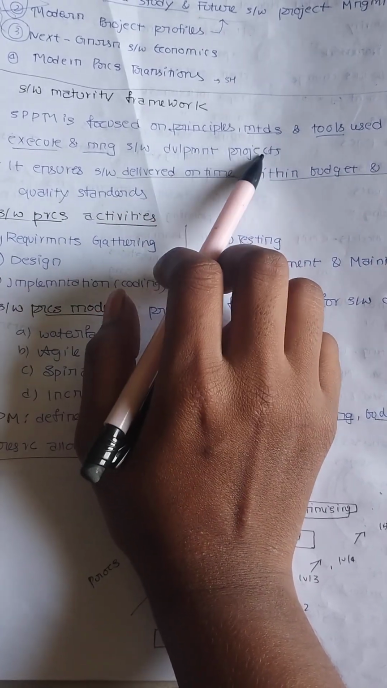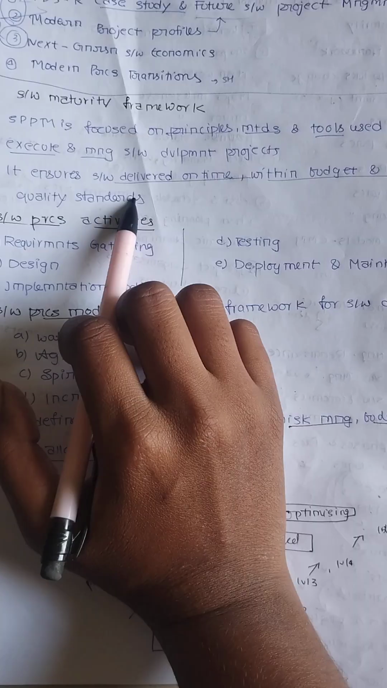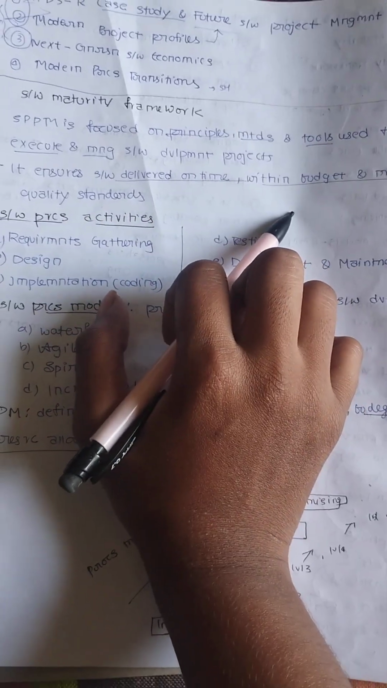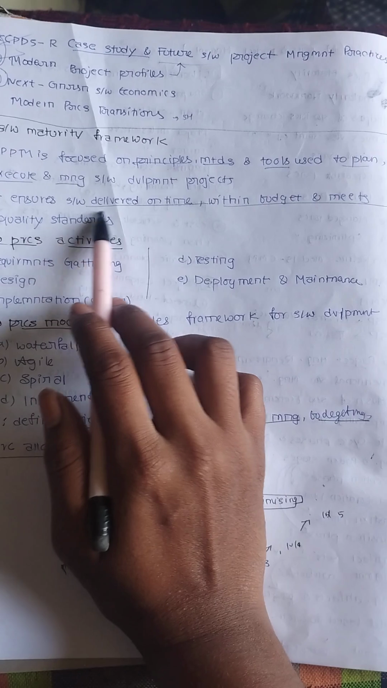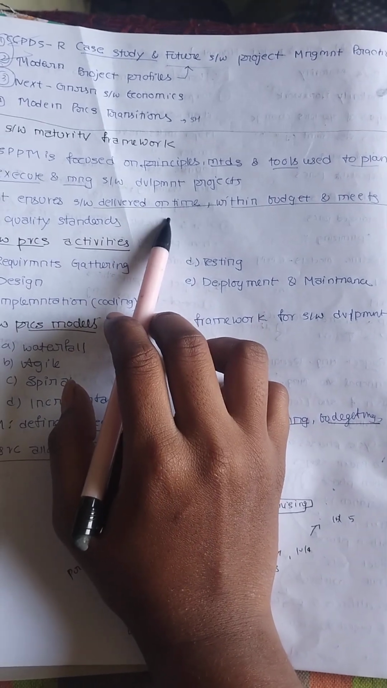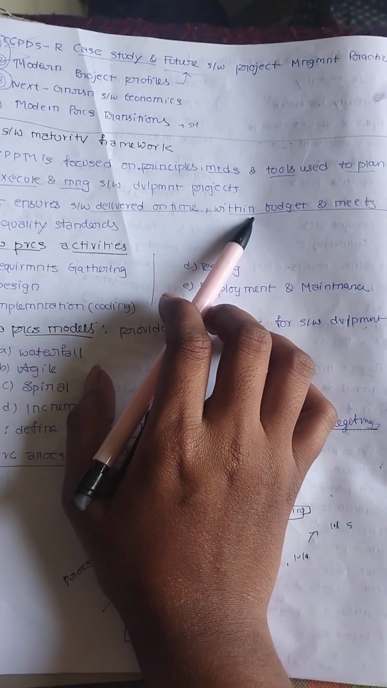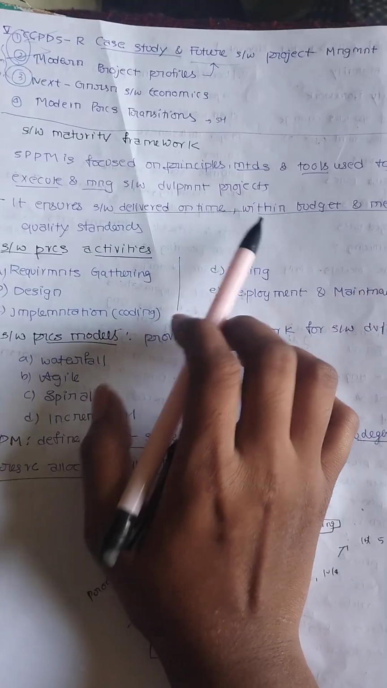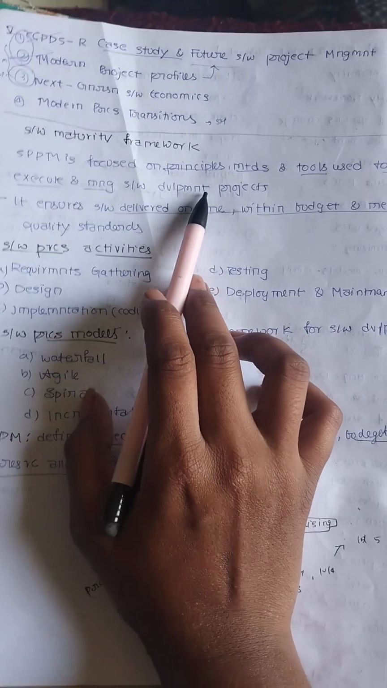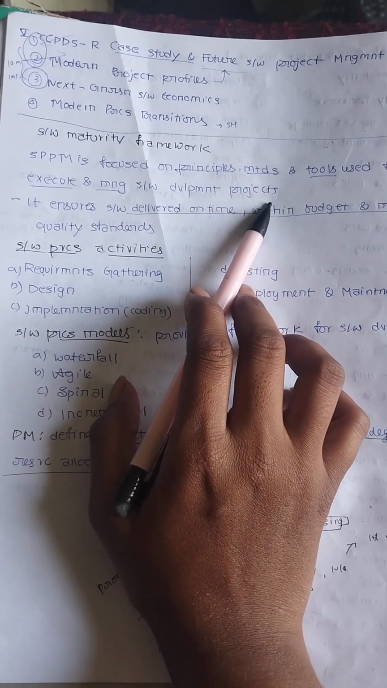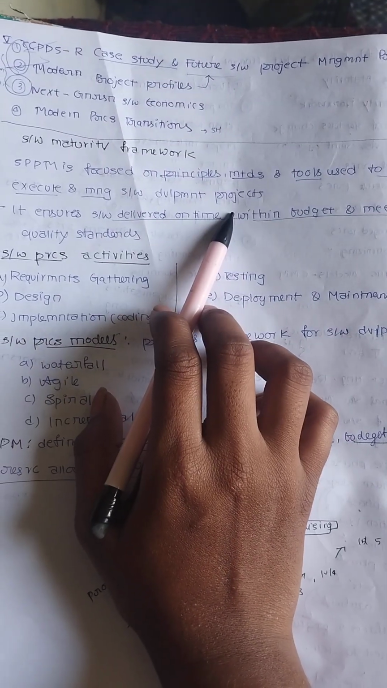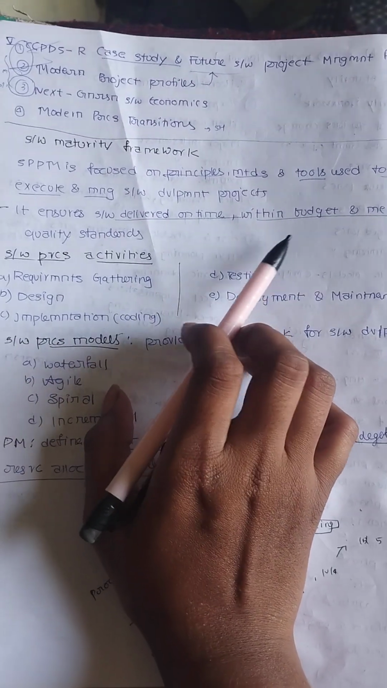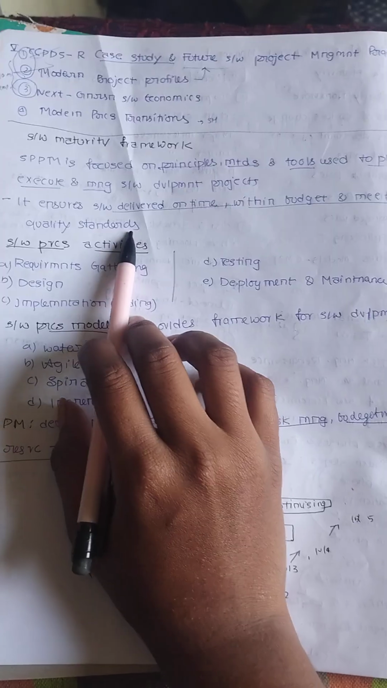It ensures software delivery on time, within budget, and meets quality standards. It ensures that this delivery is on time, within budget, and meets our quality standards. It is focused on principles, methods, and tools used to execute and manage software development projects.